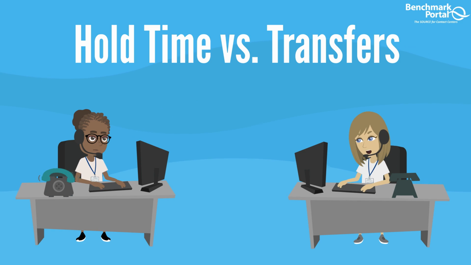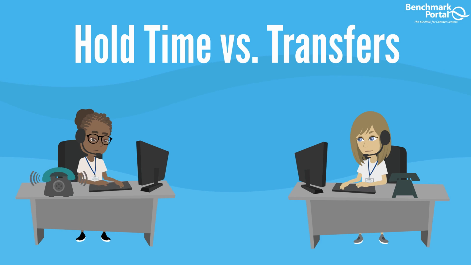In benchmarking, we often see a balancing out of these two metrics within a center. For example, pursuant to management strategy, a center may perform rather poorly against its industry peers in hold times, balanced out by superior performance on calls transferred, while other centers will have the opposite result.